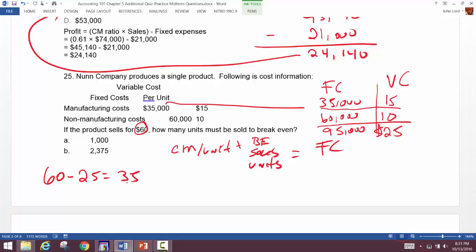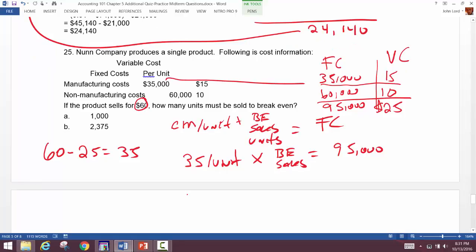Okay. So now I simply say, okay, good. $35 per unit contribution margin times my break-even sales equals, what's my fixed cost? $95,000. I don't get myself all tangled up in, do I get the operating? Okay. And so what happens? Now I just take the $95,000. Divide that by what? $35 per unit. Got to equal my break-even sales, which is what here? In units?